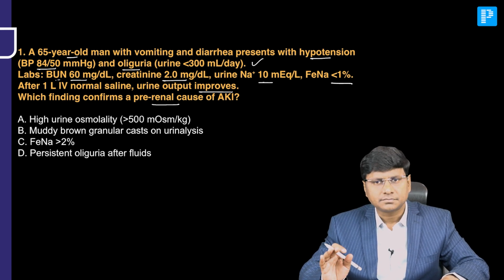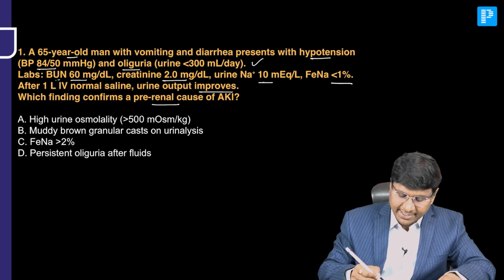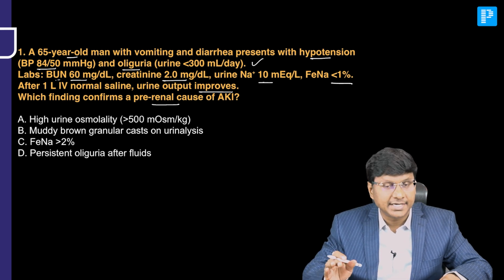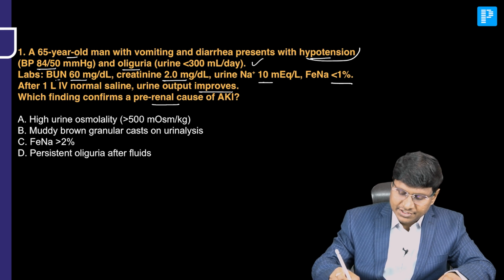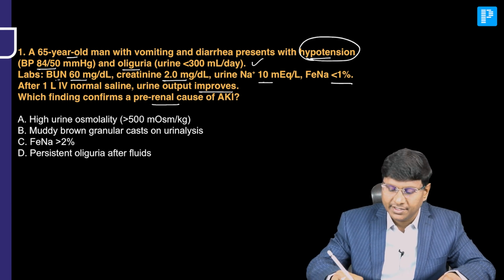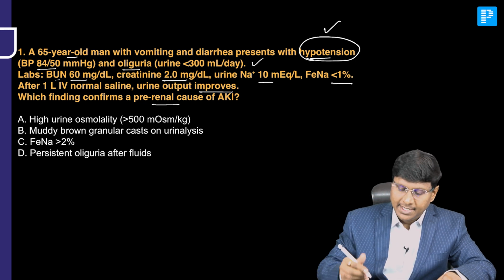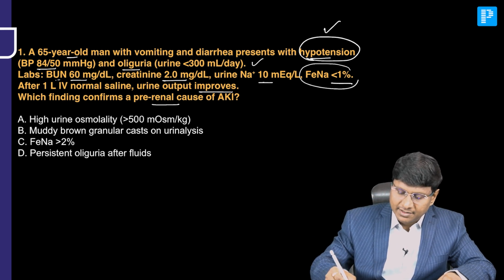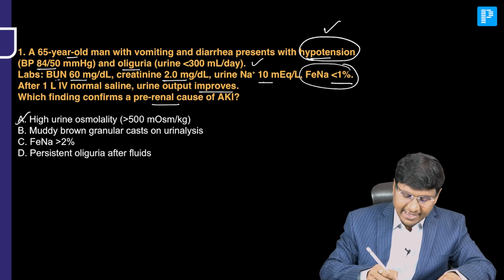So if you see in this particular question, the options are high urine osmolarity, muddy brown granular casts on urine analysis, FeNa more than 2%, and persistent oliguria after the fluids. One of the very important etiologies responsible for the development of prerenal acute kidney injury is hypotension causing hypoperfusion of the kidney. And in case of prerenal, the FeNa value will be less than 2%, and in patients with prerenal, what will happen to the urine output?